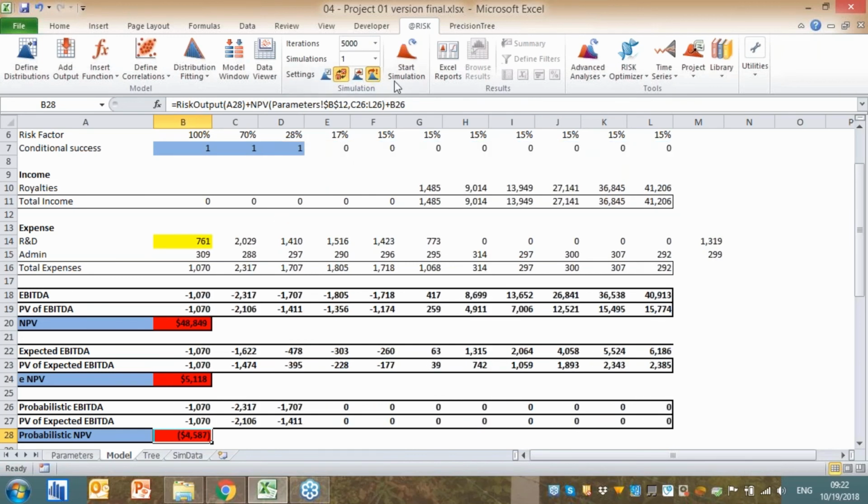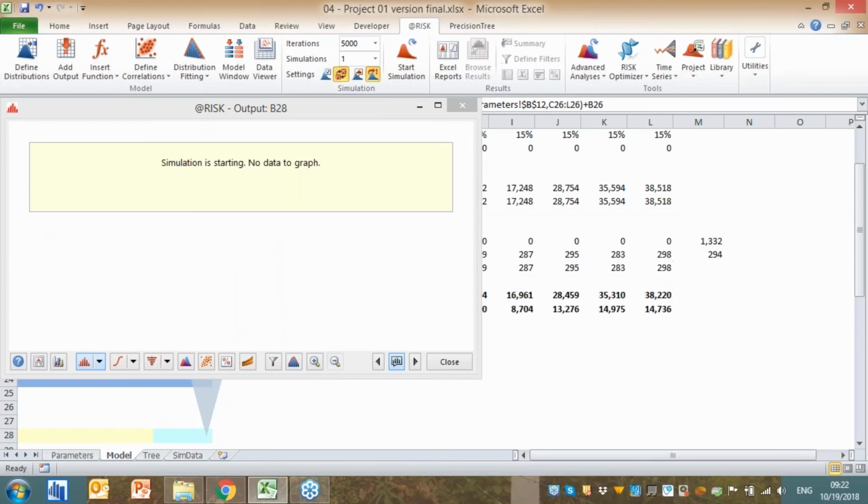Well, that process, that manual simulation is going to happen here automatically when I start my simulation. By the way, notice that I've turned on my demo mode here. Demo mode would allow me to see the interactive simulation during the 5,000 iterations run. Now I start my simulation. See what happens when I start my simulation.